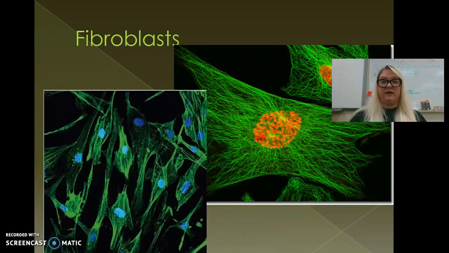So these fibroblasts basically are there to just secrete a whole bunch of proteins that actually make up your connective tissue. In a lot of other cells and tissues, we see cells making up a majority of the tissue. Well, fibroblasts actually secrete a lot of proteins that make up your connective tissue. They actually don't make up a huge portion of your connective tissue.